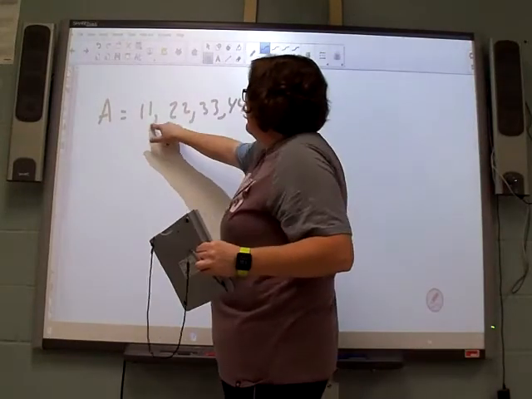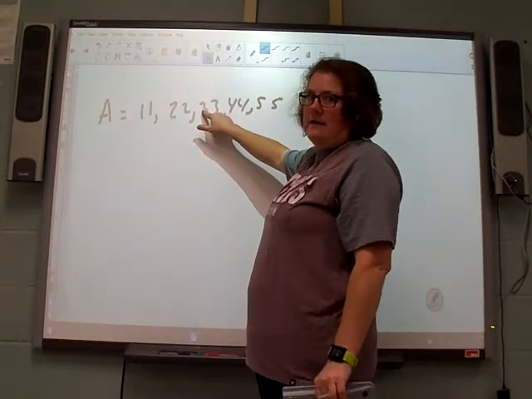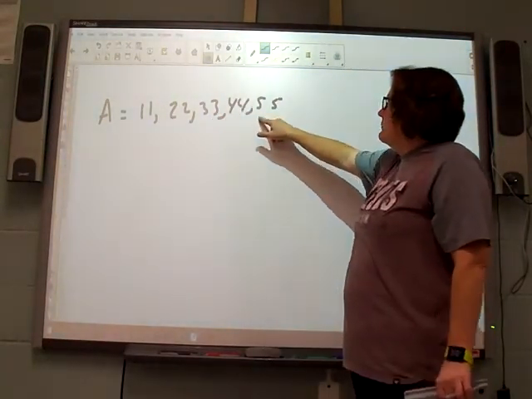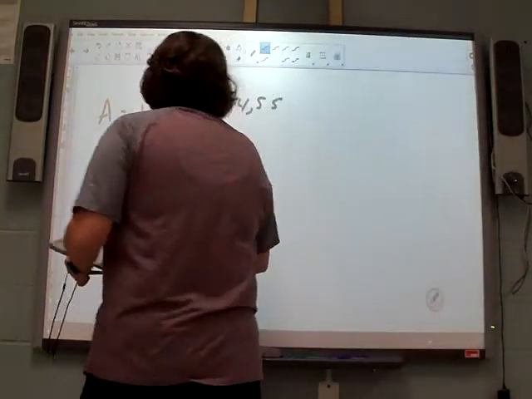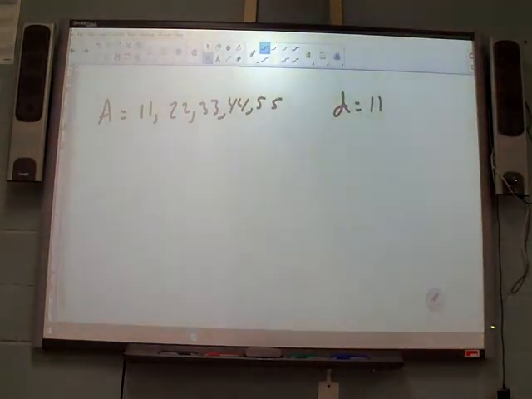Well, I know 11 plus 11 is 22. 22 plus 11, that's 33. 33 plus 11, that's 44. 44 plus 11, that's 55. So this has a common difference. It's adding 11 every time. It has a common difference of 11, which makes this arithmetic. So that means I'm going to be finding the arithmetic mean.